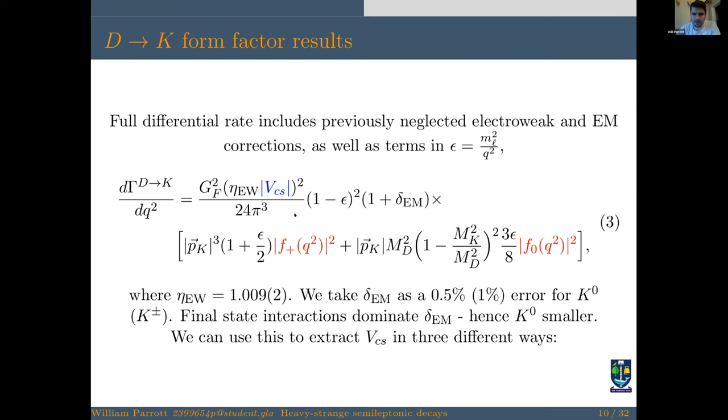A couple of extra terms that we've included here have previously been neglected. This eta_EW is the electroweak correction to the Fermi constant that allows for standard model box diagrams, I believe. And delta_EM is for final state electromagnetic interactions. This isn't well known, and we allow an uncertainty here. It's larger for the charged kaon than the neutral. So we add these two terms in here, and then we can proceed to extract V_cs in three semi-independent ways.